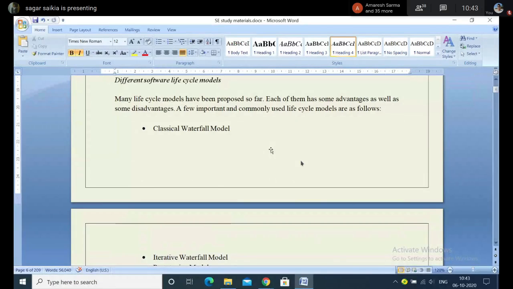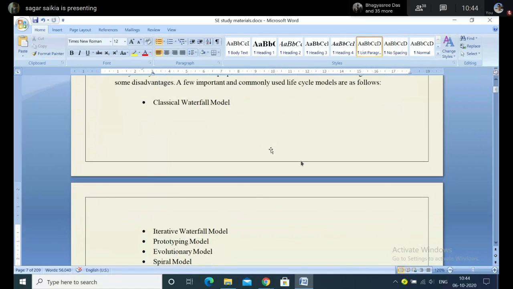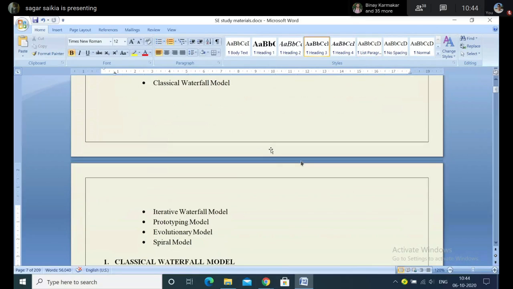Question number 3. Explain in detail with suitable diagrams. This comes for 7 marks in the question paper also, I've seen. Explain in detail with suitable diagrams about various life cycle models.